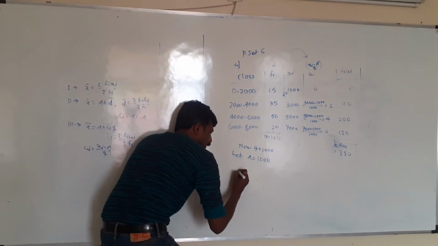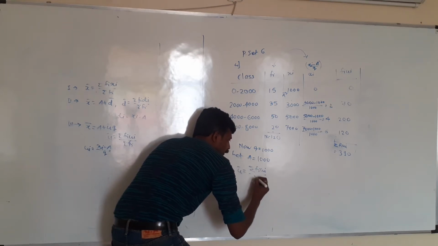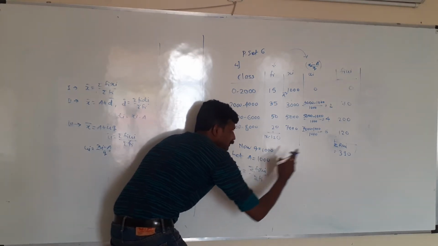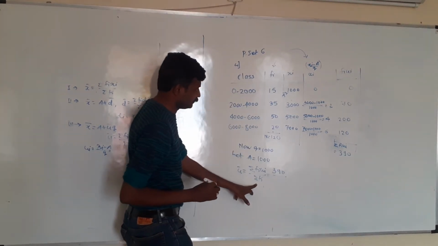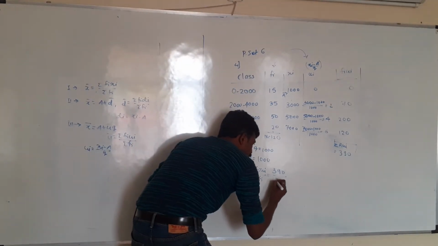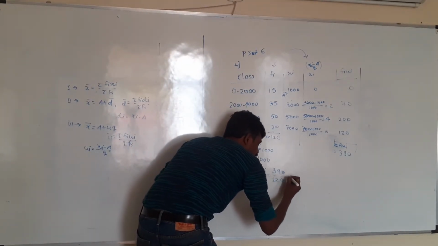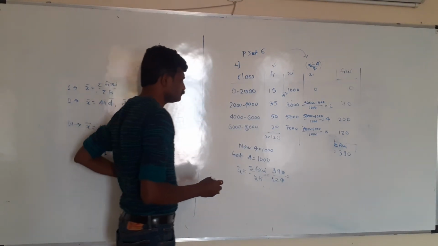First we find out U bar. U bar is equal to summation of Fi UI upon summation of Fi. Fi UI total is 390 divided by summation of Fi, capital N, 120. So 0 will get cancelled. 39 upon 12. Let us convert it into decimal.